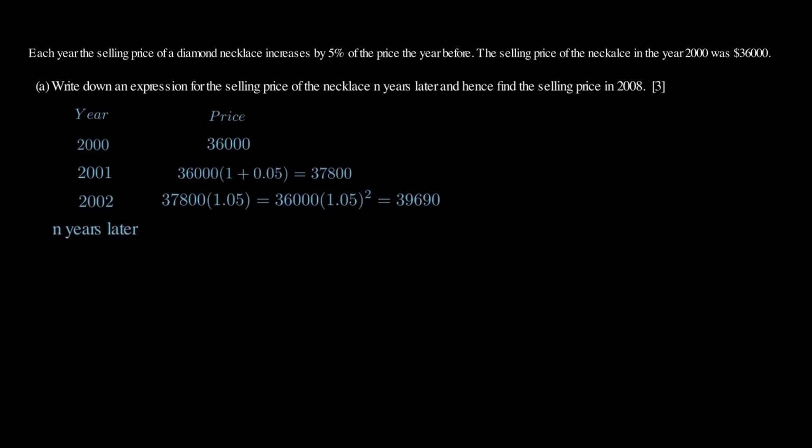And in total, we can say that n years later, we are going to have this equation: $36,000, which is the initial price of the necklace, multiplied by 1.05 to the power of n, depending on how many years are being considered. By having the formula, now we can easily find the price of the necklace in the year 2008. All we need to do is, instead of n, input 8. If we do so, we get the price equal to $53,188. And we can write that to three significant figures, which is going to be equal to $53,200.